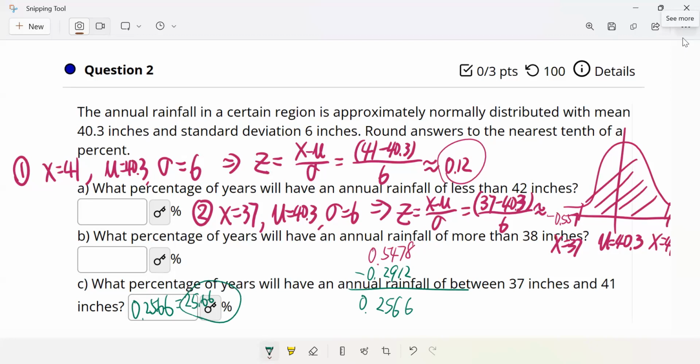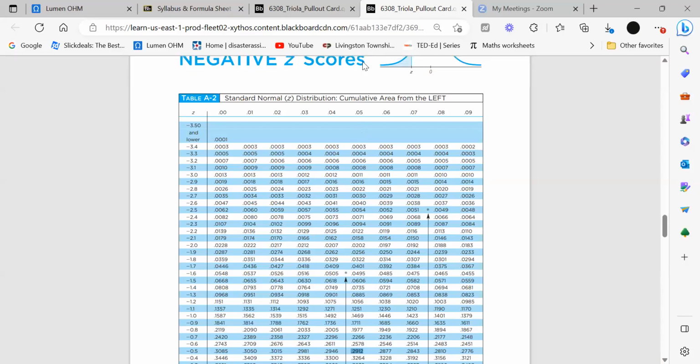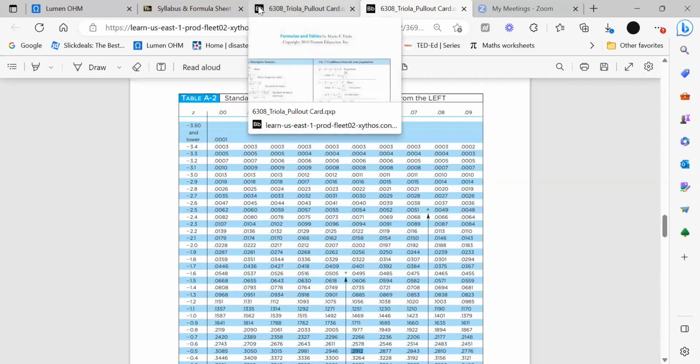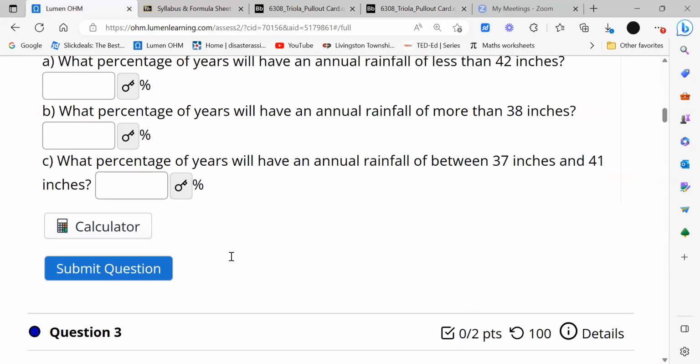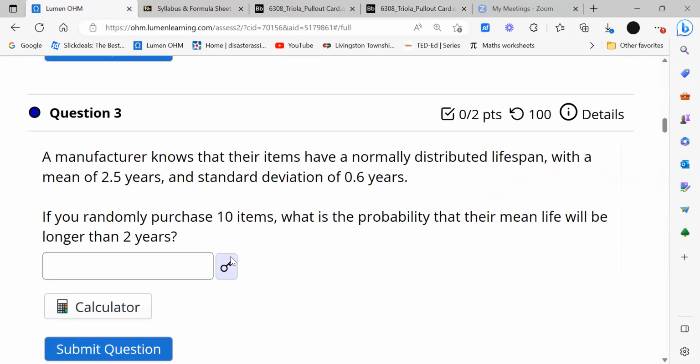Okay. So that's the third part, right? So that's the area in between. So this question actually covers all three different scenarios here. It's question 2. Question 3.